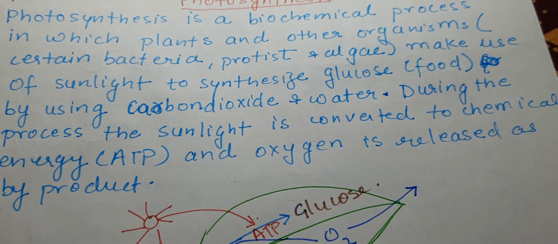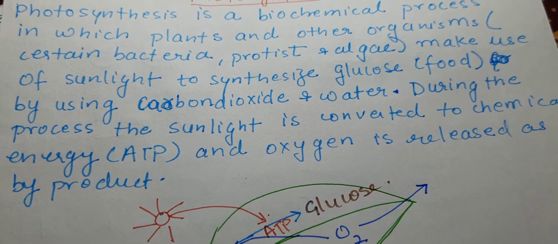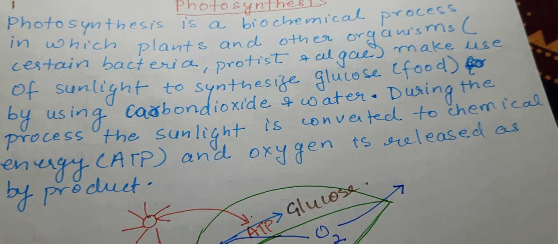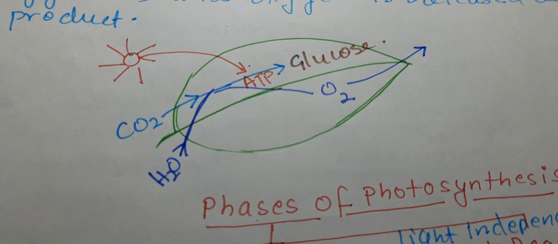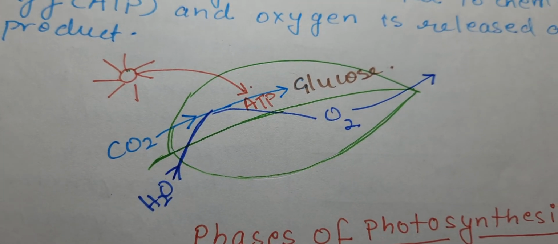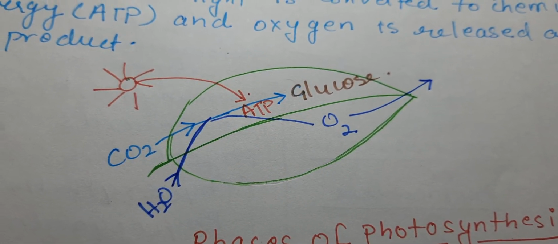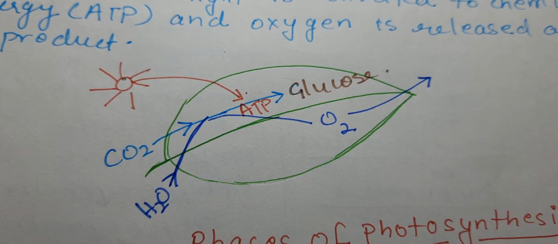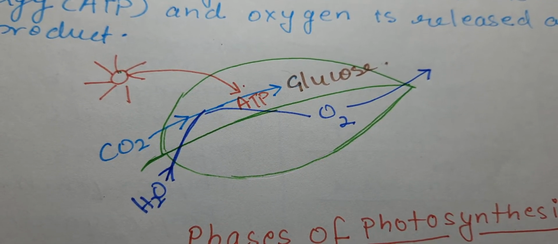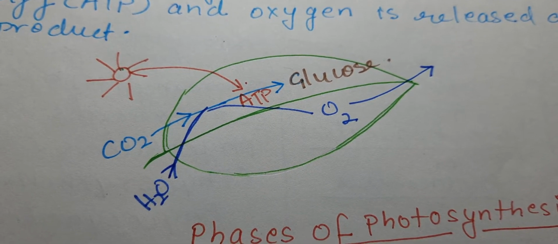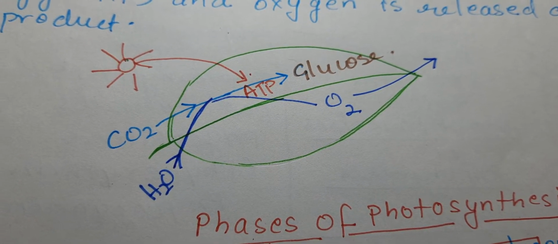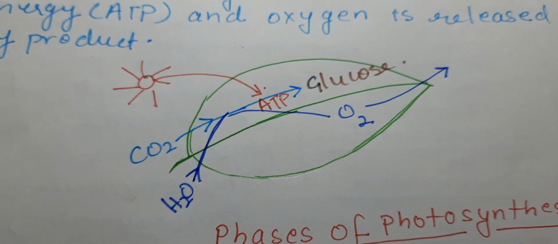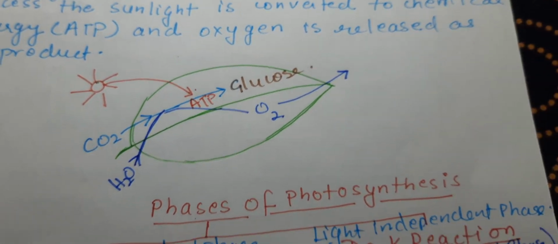During the process, the sunlight is converted into chemical energy, that is ATP, and oxygen is released as a byproduct. So in a very simple way to understand, the sunlight energy is converted into chemical energy, that is ATP, and this is utilized to convert the carbon dioxide into glucose, and during the process the water is also used up to make the oxygen, which is released from the leaf.